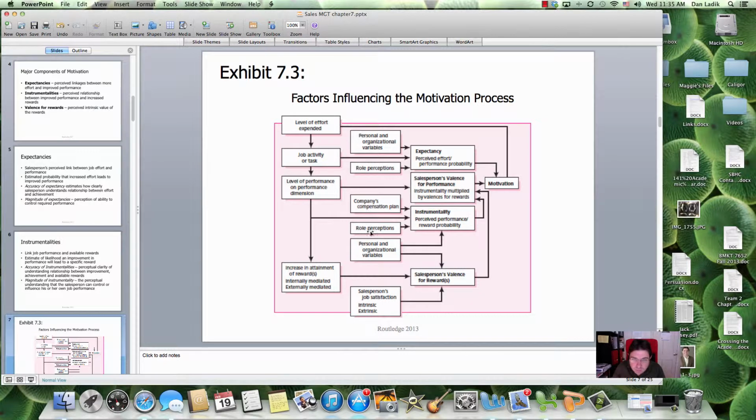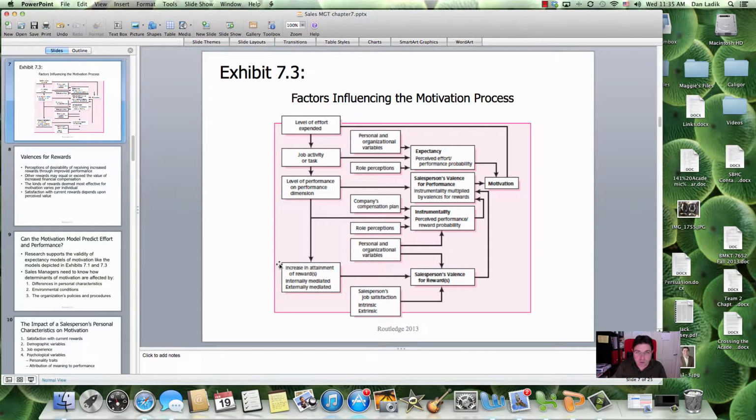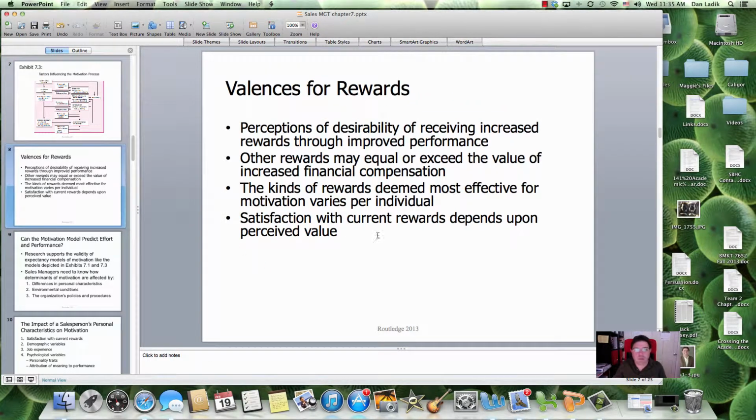We can't forget role perceptions and all those personality and organizational variables, OCB type constructs. Valence for rewards, finally. The perception of the desirability of increasing rewards through improved performance, or which reward it will be. Satisfaction with current rewards depends upon how much we value, how much weight we put on which award. That's what a valence is.